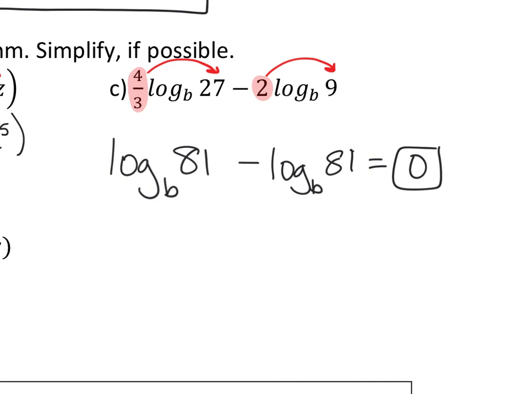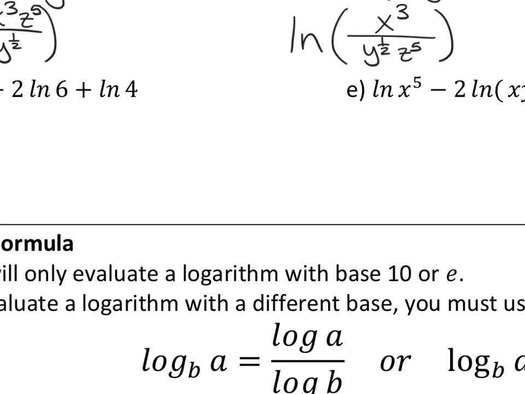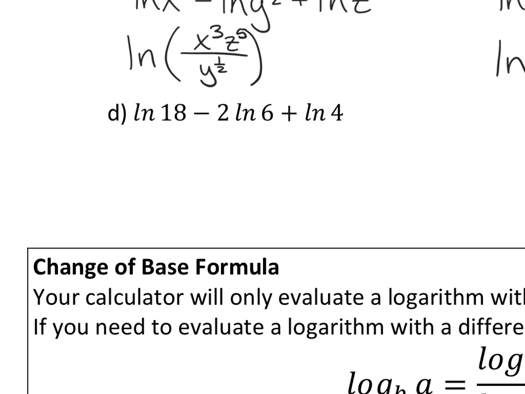But everything has to be the same. If the bases were different, they would not cancel. If the number was different, they would not cancel. They had to be exactly the same. Okay, letter D is for you.